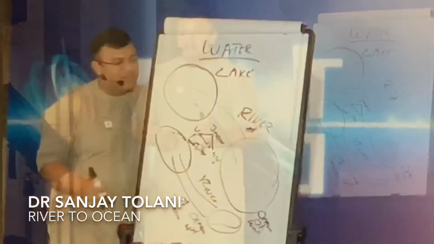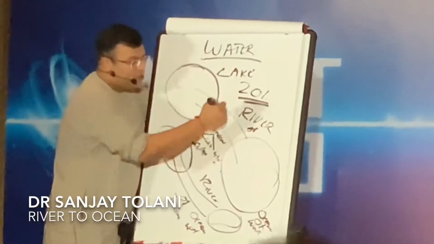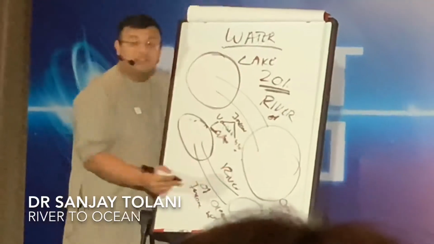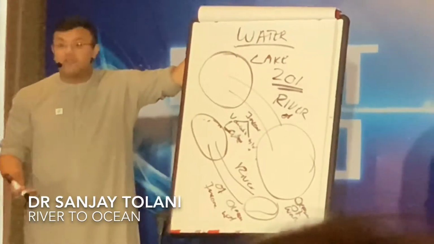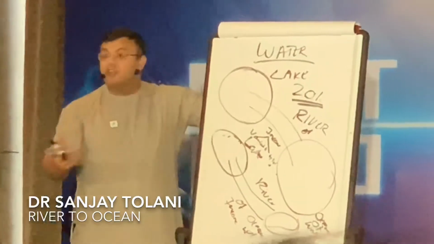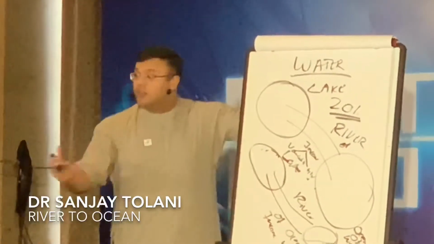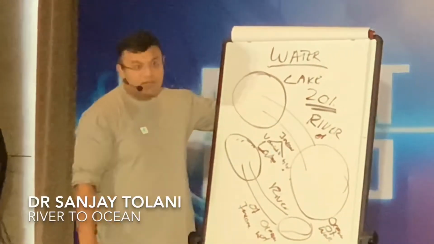20% of whatever you earn from your variable income should go to guaranteed. So you're converting variable income to guaranteed income, and you're building your ocean of wealth.